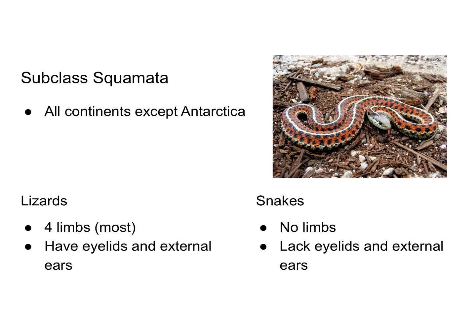Subclass Squamata includes lizards and snakes, and they are found on all continents except for Antarctica. And even though snakes and lizards are classified together, there are some differences between the two. So lizards, most of them have 4 limbs, whereas snakes have lost those limbs. There are some exceptions. There are some lizards out there that look like snakes that don't have those limbs. Lizards also have eyelids and external ears, whereas snakes do not have eyelids and they do not have external ears.